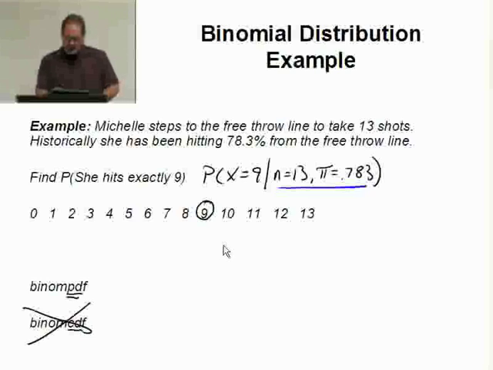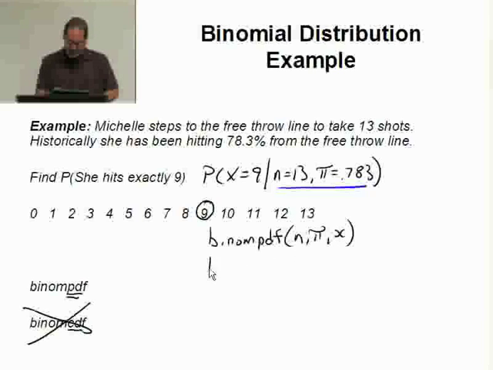And I'm going to write down the notation here, and then I'm going to jump to the calculator and actually do it. You select binomial PDF, and the syntax is n, pi, and x. So in this case, it would be binomial PDF, n is 13, pi is 0.783, x is 9.